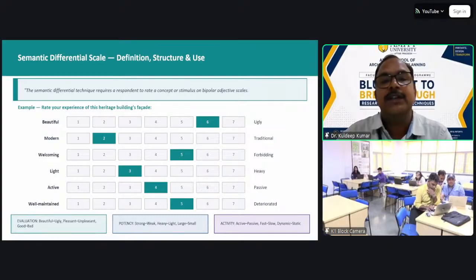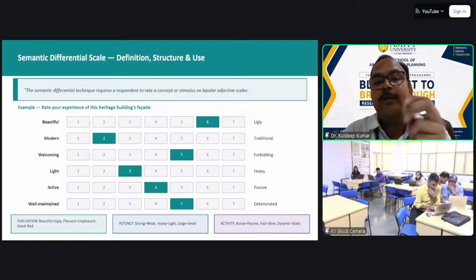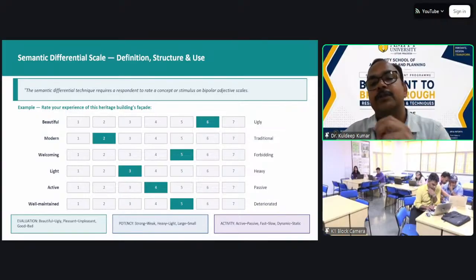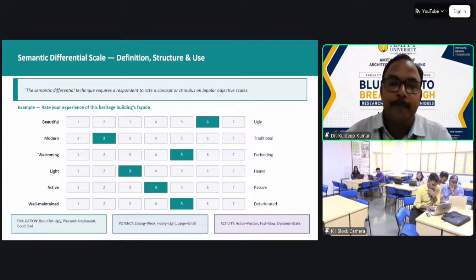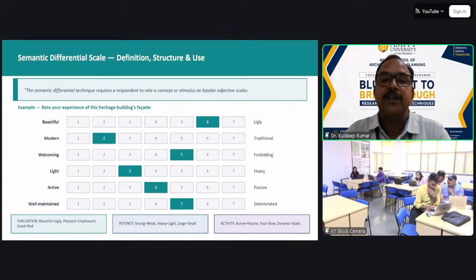So now let's consider, say, about 120 respondents are considered for this. So when you average these scores and plot them on a graph, you get a semantic profile of that. So it's maybe a visual fingerprint of how that building is experienced. So you can compare this profile across buildings, and you can also track changes after the conservation interventions have been applied.